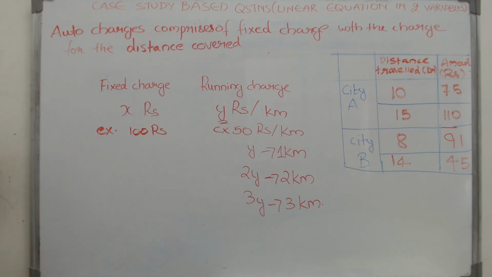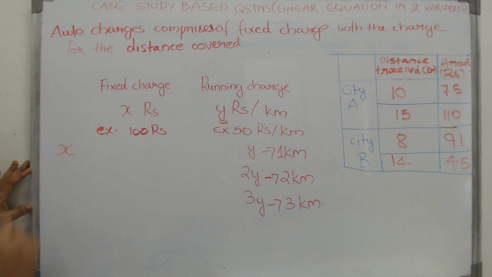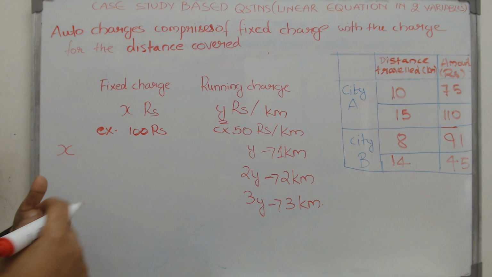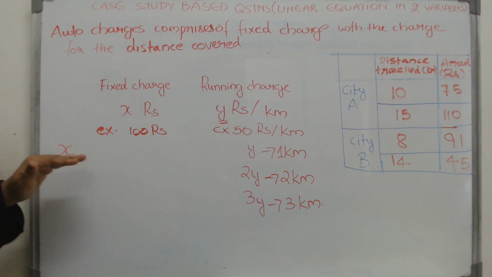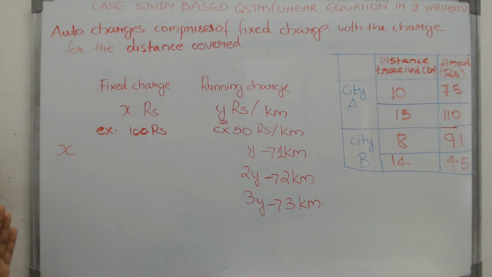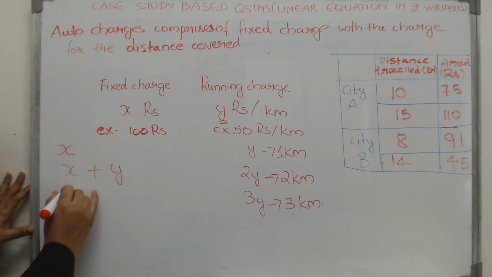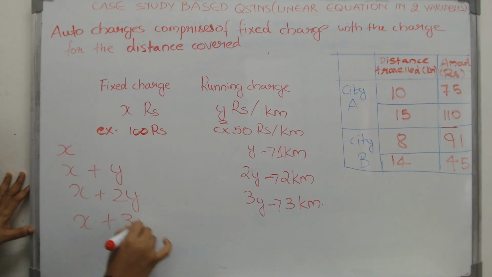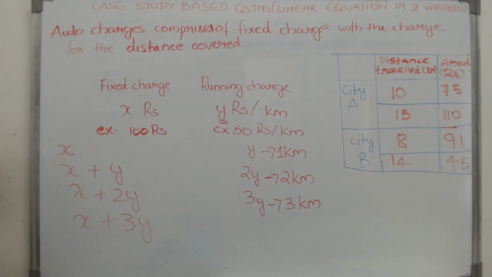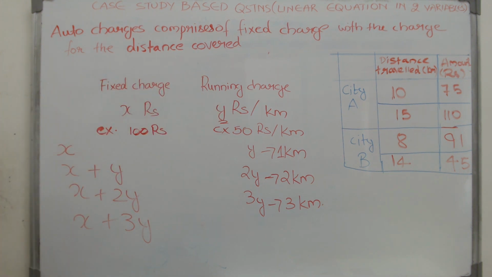Now, suppose you have got into the taxi, regardless of how much you have traveled, you will pay X rupees for 200 meters, 400, 600 meters. This is what you will pay if it is less than 1 kilometer. Then, after you cover 1 kilometer, this much. After you cover 2 kilometers, this much. After you cover 3 kilometers, this much, and it goes on like this. This is the difference between the fixed charge and the running charge. So now let us go on to the questions.